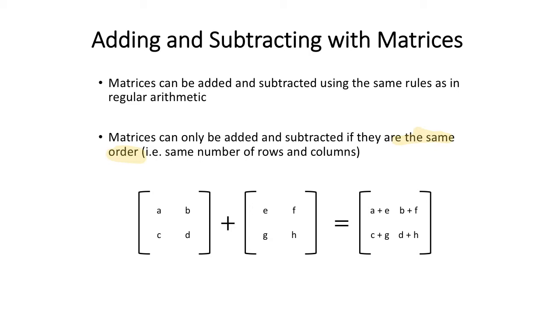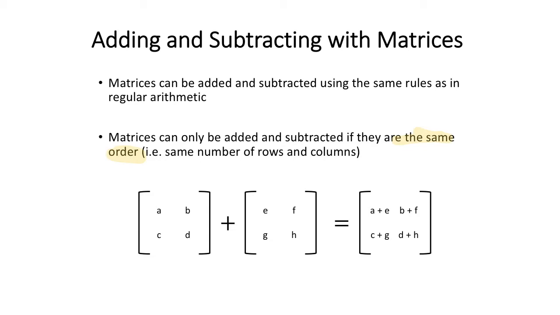So if you've got a matrix with 2 rows and 2 columns, and another matrix with 3 rows and 3 columns, those two matrices cannot be added together. They've got to have the same number of rows and the same number of columns. So if you have two matrices with the same order, then to add and subtract, all you do is add or subtract the numbers in the corresponding positions in both matrices.